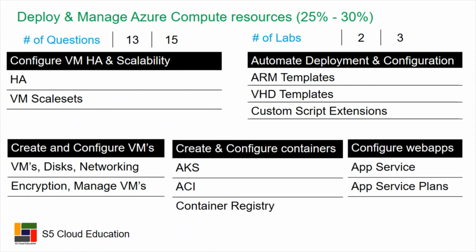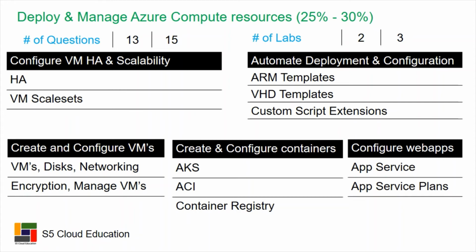Deploy and manage Azure Compute Resources is one of the critical objectives for which Azure administrators should have relevant skills. With an allocation of 25% to 30% in the exam, you can expect 13 to 15 questions, of which 2 to 3 are labs. When you deal with compute, the primary skills you need to work on: setting up high availability, creation and configuring virtual machines, different types of containers, and web apps.